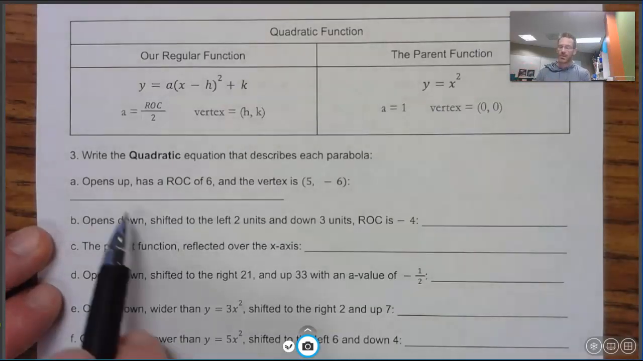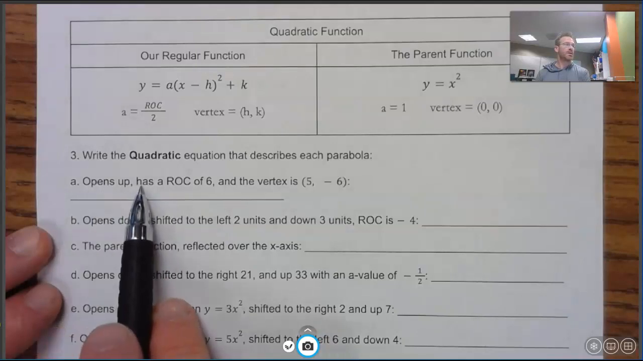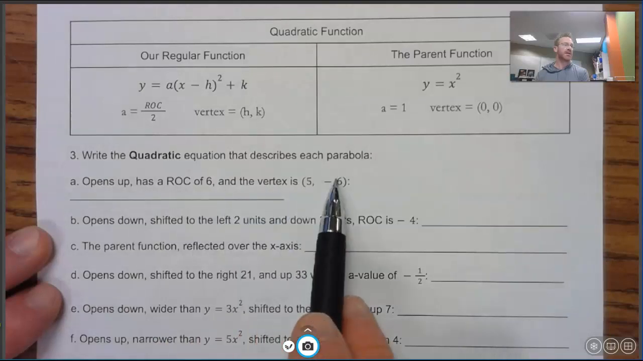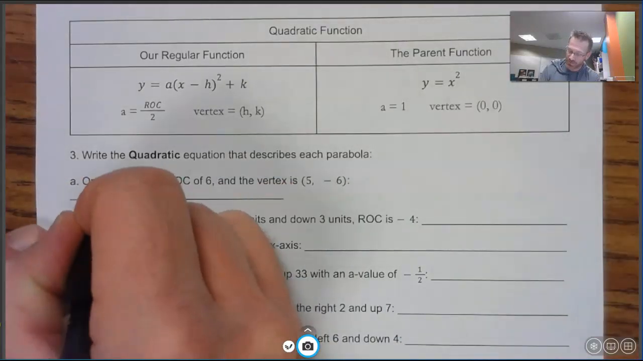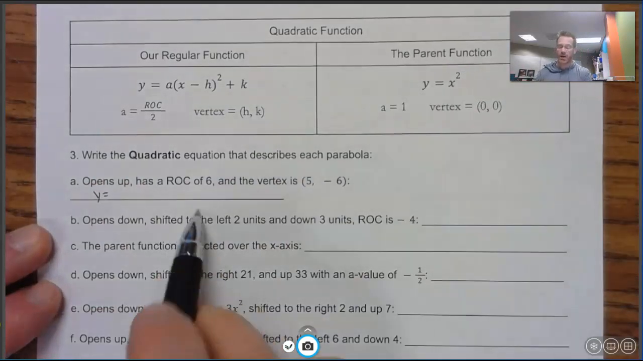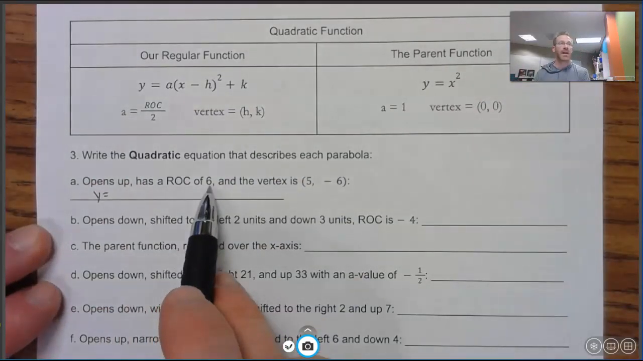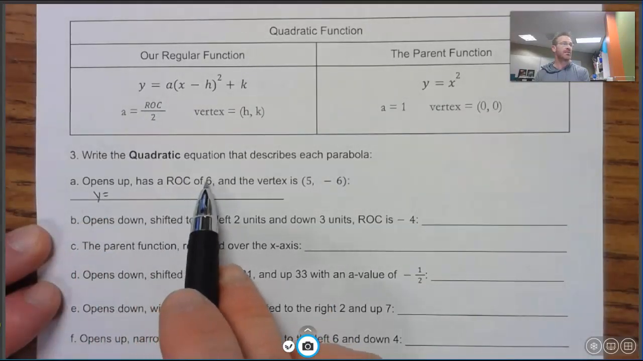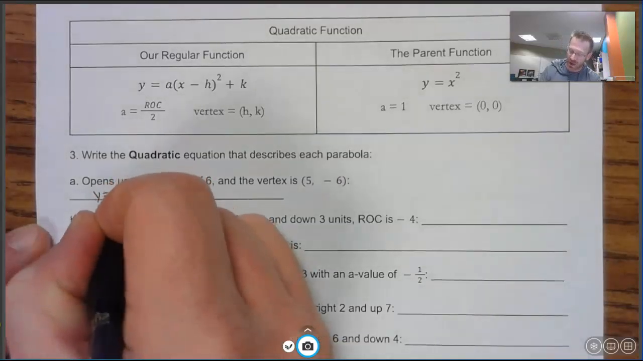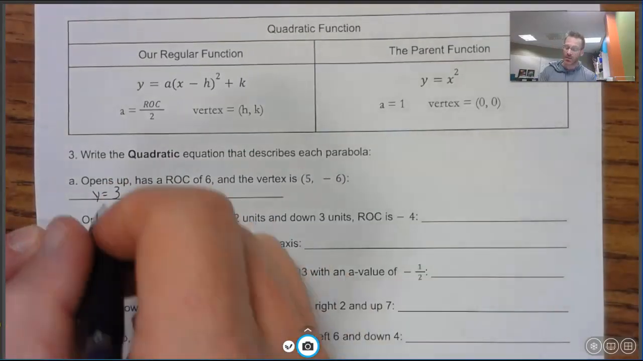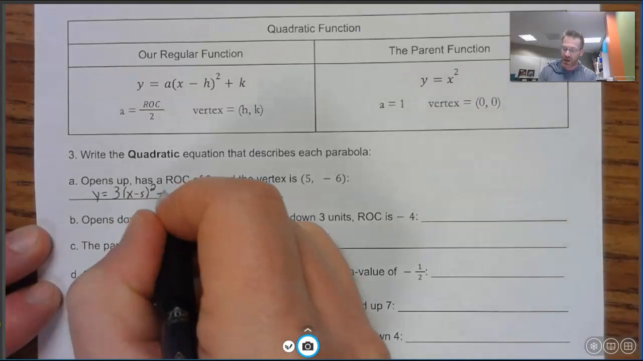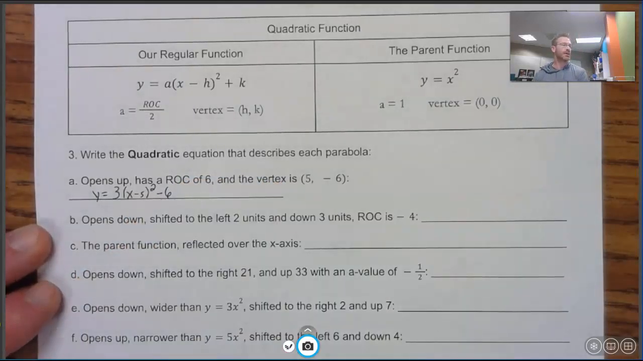Okay, so now let's look at A here. It opens up, has a rate of change of 6 and a vertex of 5, negative 6. So y equals, it opens up, we know it's positive. Now it tells me my rate of change is 6. Remember, that's not our a value. The a value is our rate of change divided by 2. So to get my a value, I have to do 6 divided by 2, which means it's positive 3. Then I take my vertex and plug it in, so x minus 5, with the square on the parenthesis to make it quadratic, and then minus 6. There you go, and that's it. That's all the work you have to do.